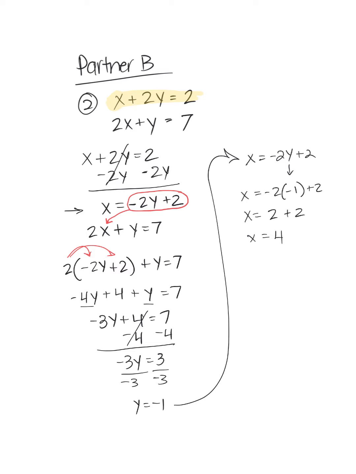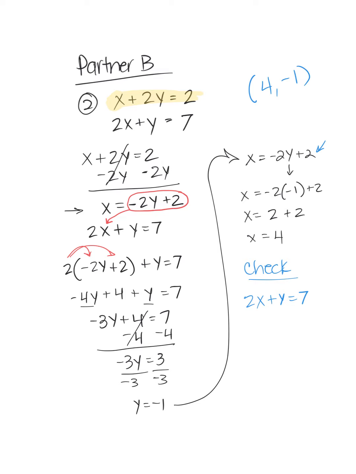How do I know if I'm right? That's right, we have to do the check. And which equation am I going to use? I'm going to use the one that I didn't already use. So I already used the first equation, so for my check, I need to use the second equation. So the second equation is 2x plus y equals 7. Now, I think my solution is 4, negative 1.